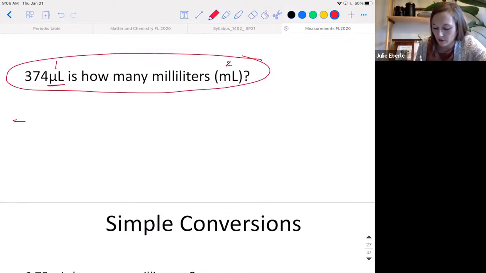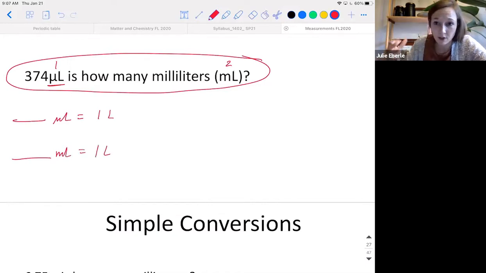So I want you to fill in the blanks. How many microliters is equal to 1 liter? And then how many milliliters is equal to 1 liter? We went over those just a couple slides earlier. And we saw this, that there's 1,000,000, 10 to the 6th microliters in a liter. There's 1,000 or 10 to the power 3 milliliters in a liter.